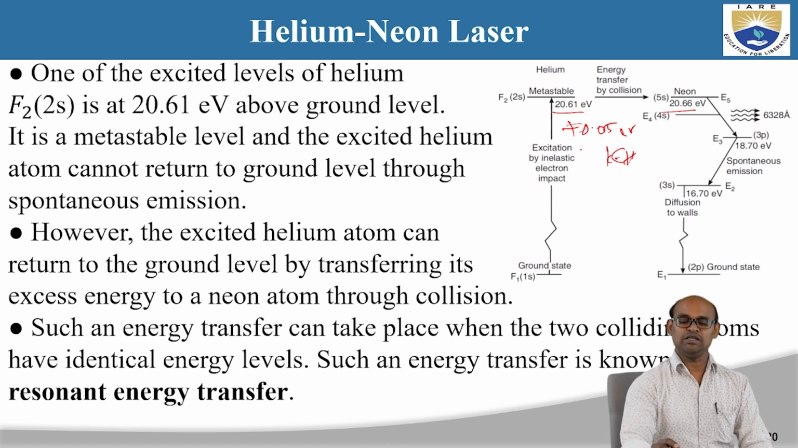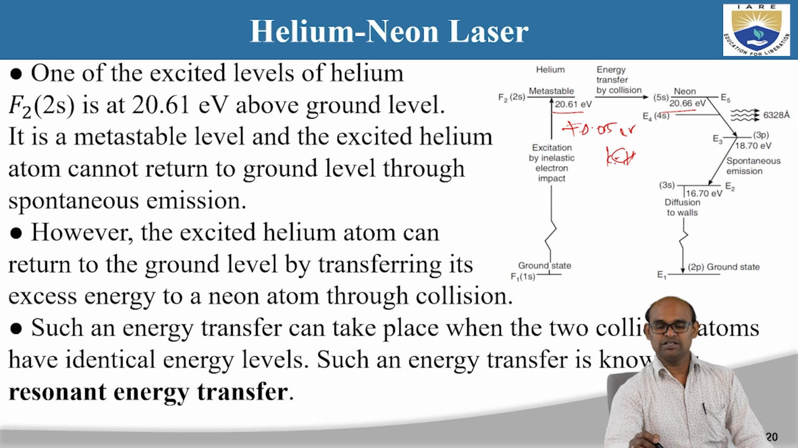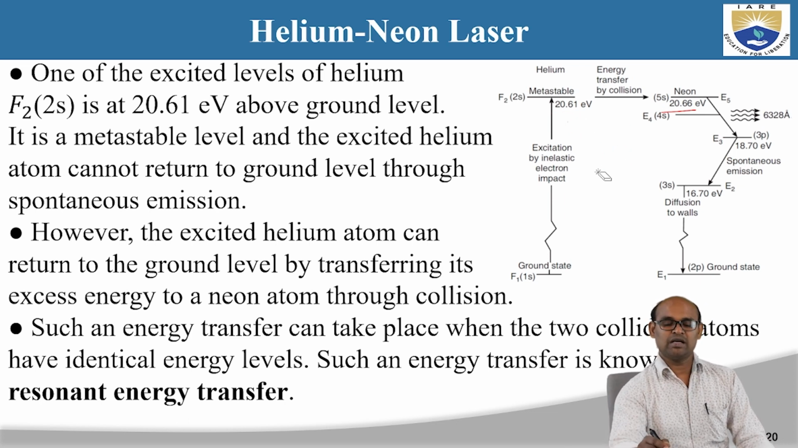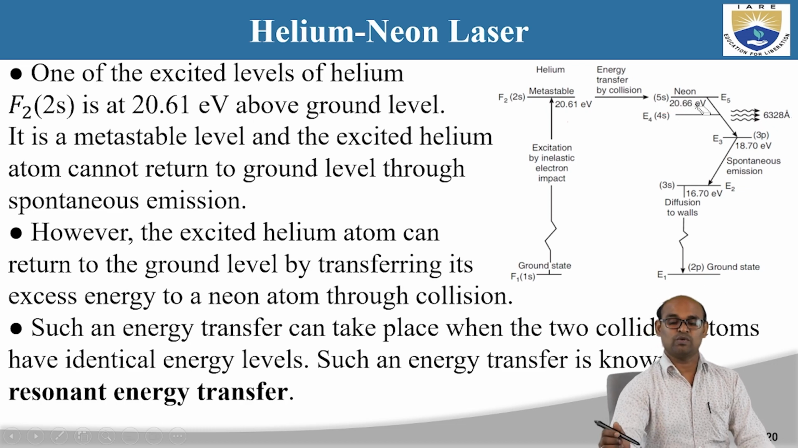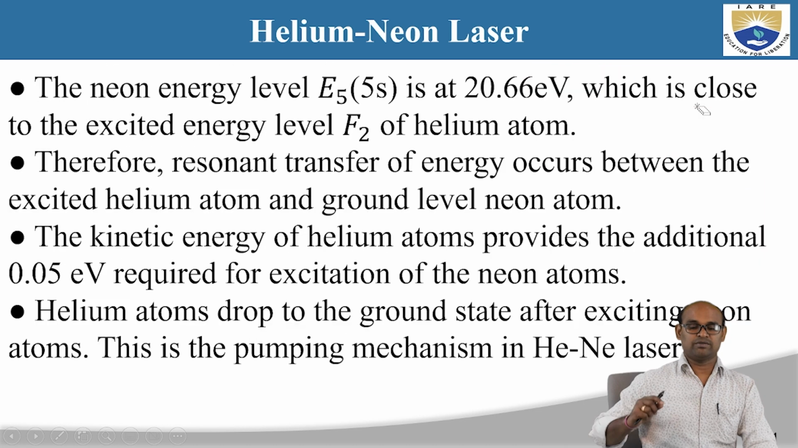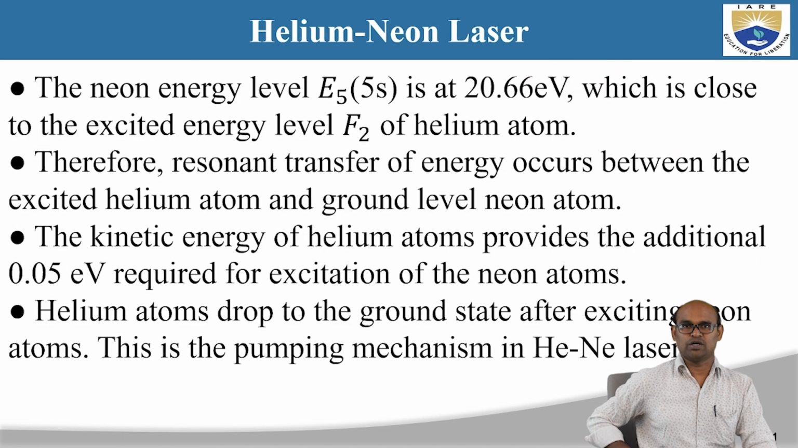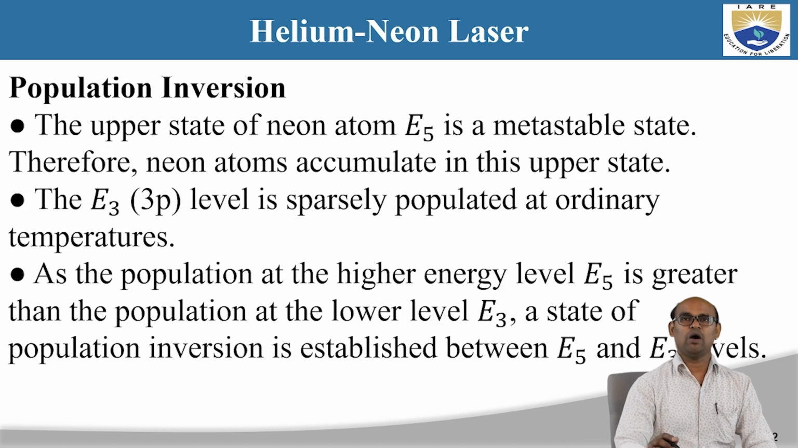So through the kinetic energy, helium atoms provide additional energy to the neon atoms, so that neon atoms can get excited from the ground state to the energy level E5, which has 20.66 electron volts. So the pumping agent is the electric discharge. Now, the first step of the pumping mechanism is completed. The second step is population inversion.